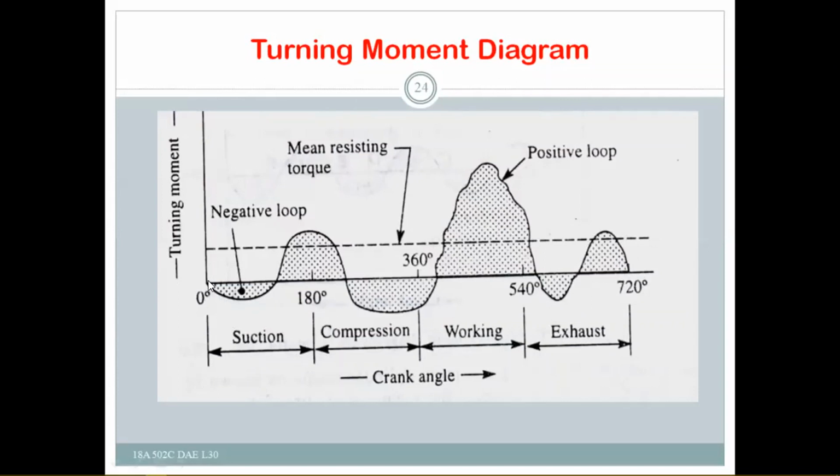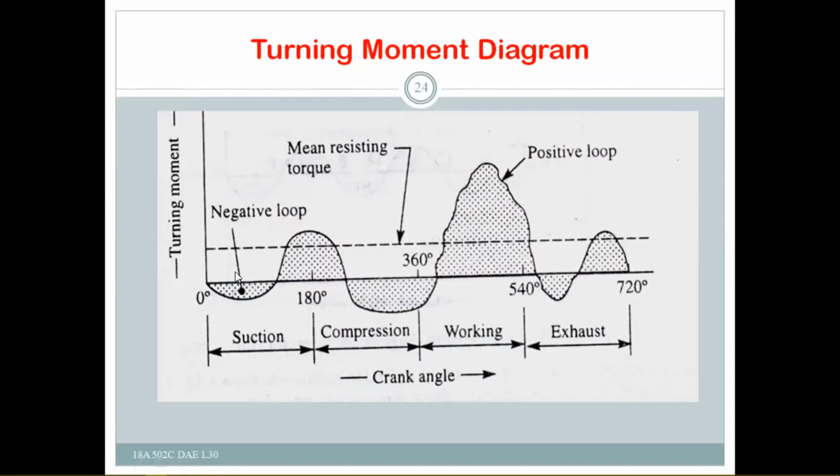So suppose the energy at this point is E, and suppose the area of this is A, that is the negative loop, and this is the positive loop. So E plus A at this point, E plus A minus B at this point, and at this point E plus A minus B plus C. And if you take this point, then E plus A minus B plus C minus D, and then finally, and so on, it is increasing. That means this will be the mean resisting torque.